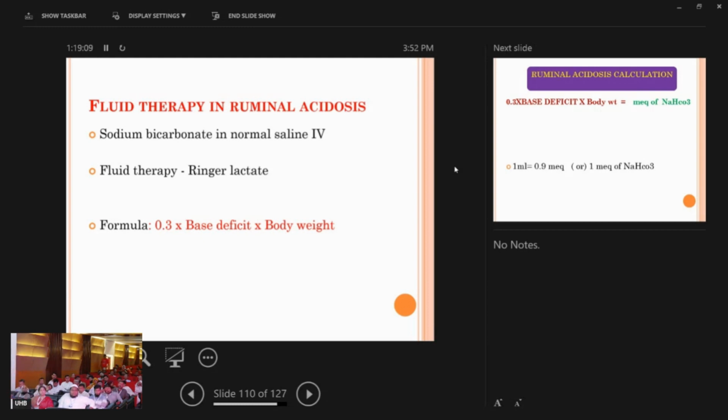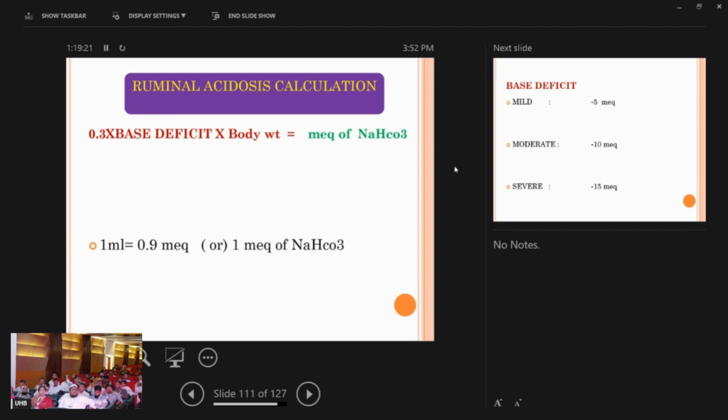So there is a formula just to identify for students. You can understand the formula. For practitioners, you can follow the thumb rule. So 0.3 into base deficit into body weight. This is the formula: 0.3 into base deficit into body weight. That will give the milliequivalent of bicarbonate. So we are having a sodium bicarbonate solution here. Each ml contains 0.89 milliequivalent. Otherwise, it is taken as 1 ml equal to 1 milliequivalent.